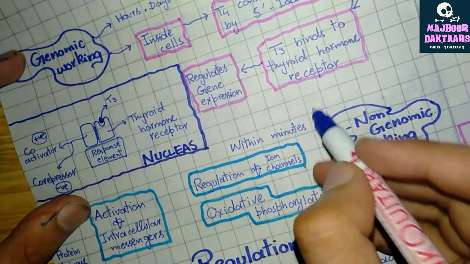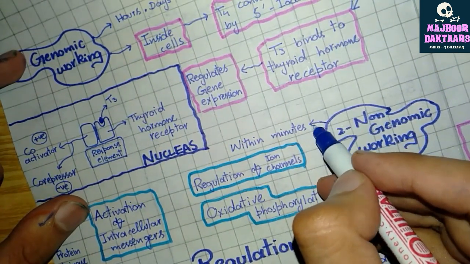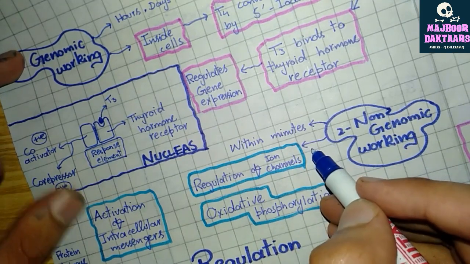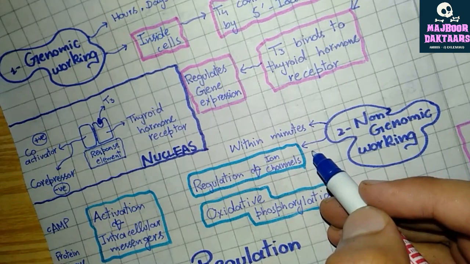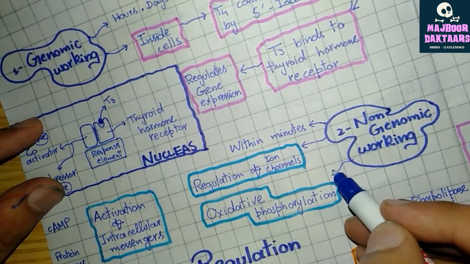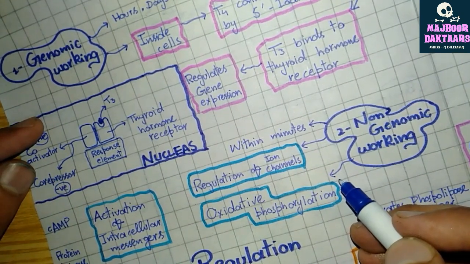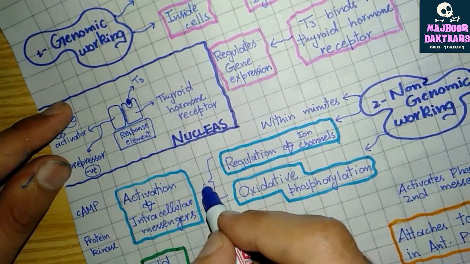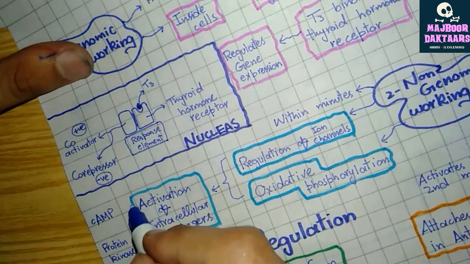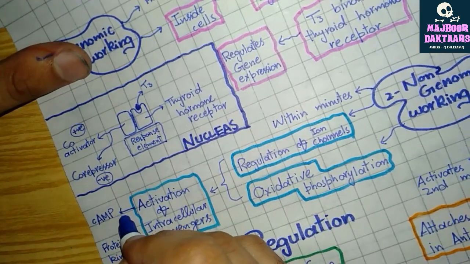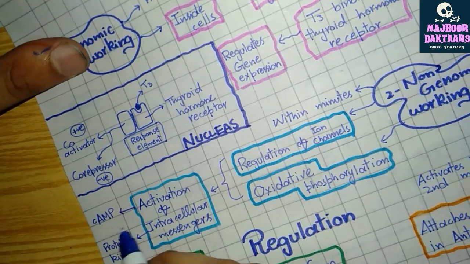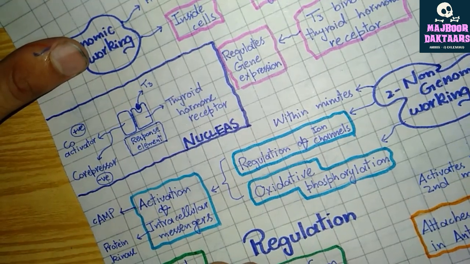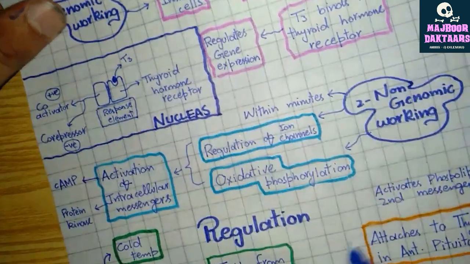Now the non-genomic working of the thyroid hormone. It occurs within minutes and includes examples like regulation of ion channels, for example, increased transport of sodium ion, and oxidative phosphorylation of different components inside the cell. Both of these functions cause the activation of intracellular second messengers, including cyclic AMP and protein kinase. Both of these cause a cascade of reactions which results in several different functions of the thyroid hormone.